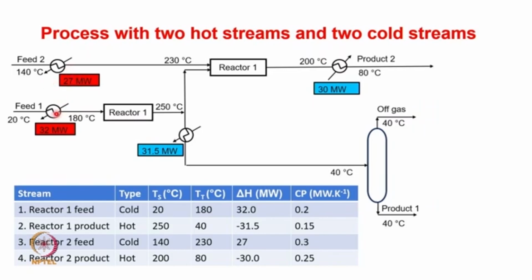Okay, so you can see feed 1 and feed 2 are heated from 20 to 180 and 140 to 230 by means of additional heating utilities. And finally, the reactor outputs are cooled down by means of 2 cold utilities. So there are 2 hot streams and 2 cold streams, and eventually you get your desired product.